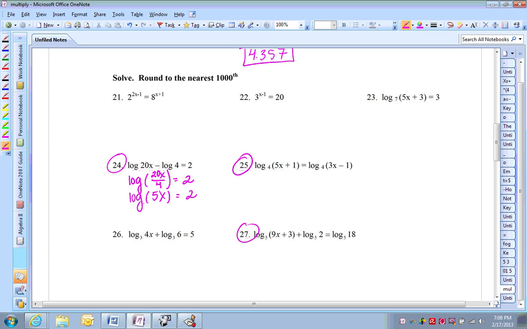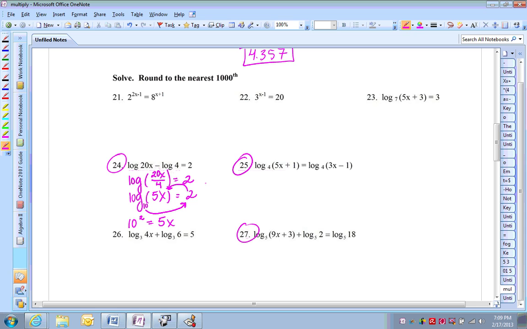Now remember, there is a 10 that is assumed to be there. If there's no base written, we assume the base is 10. And we're solving for x. And the way we have to solve for x is we have to get rid of this log. So we are going to switch from log to exponential. So in order to rewrite this logarithm as exponential, we start at our base, pick up the 2, and then go to 5x. So we can rewrite this as 10 squared equals 5x.